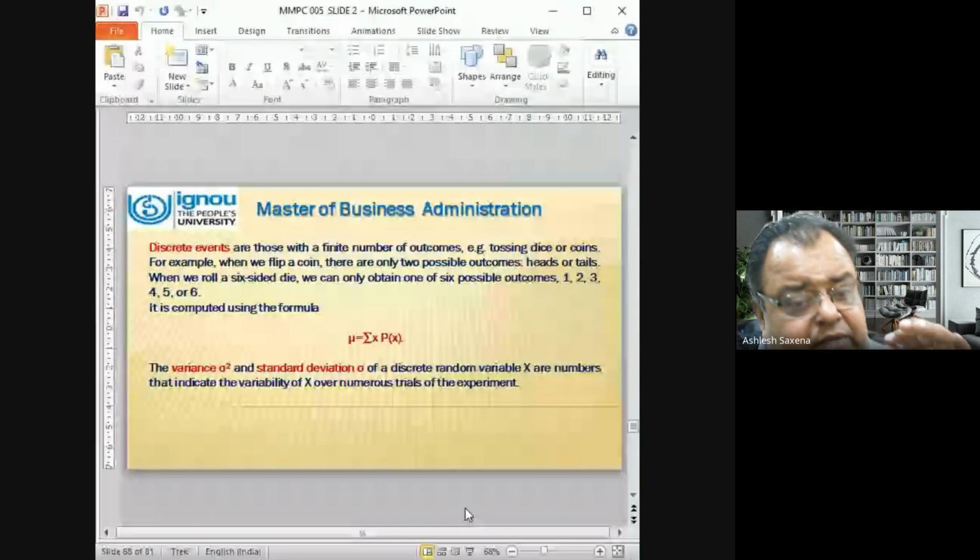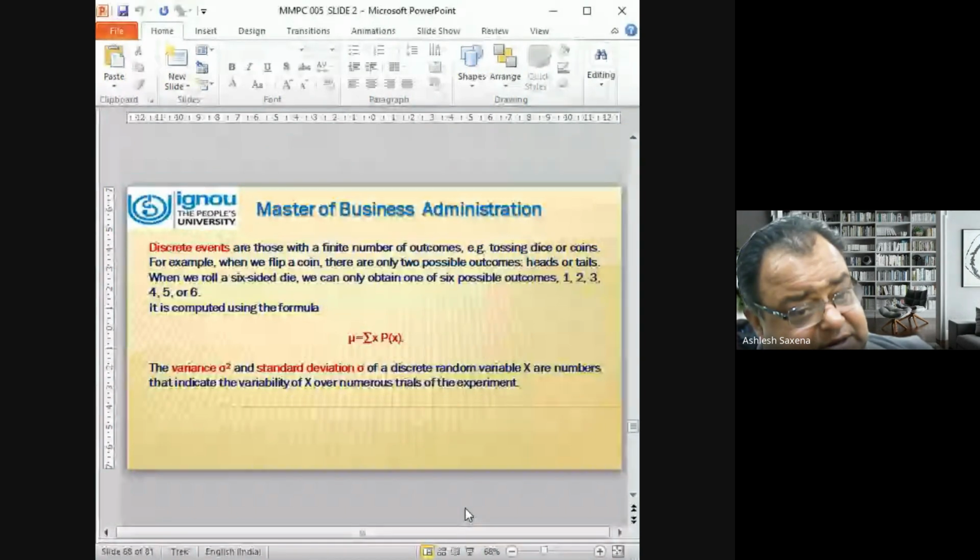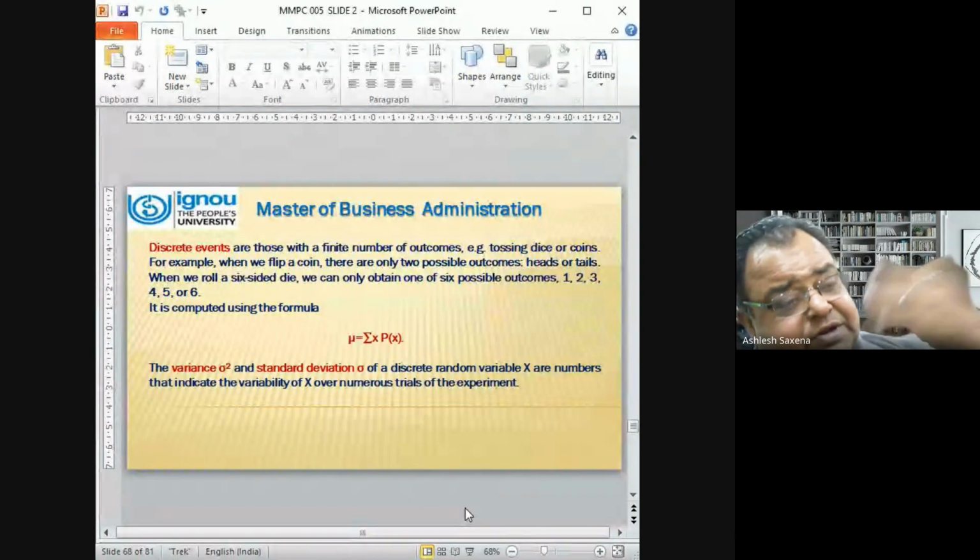Now, we have to remember a formula, that is the mean formula. Mu is equal to summation x times probability of x. The variance sigma square and standard deviation sigma of a discrete random variable x are numbers that indicate the variability of x over numerous trials of the experiment.